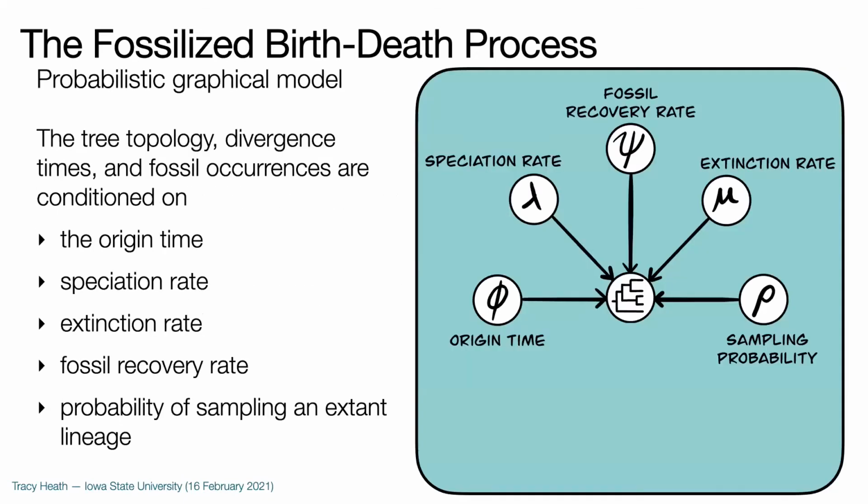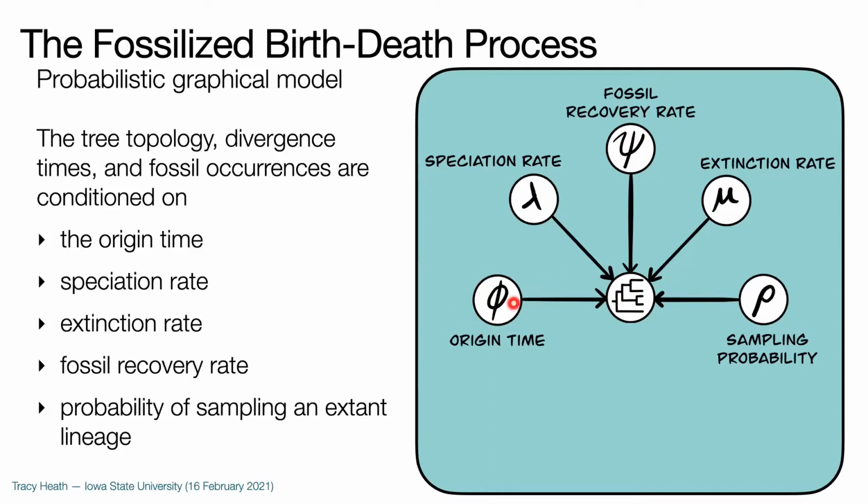So the fossilized birth-death is a stochastic process that gives rise to phylogenetic trees that are scaled proportional to time, with fossils sampled over time. And this is a probabilistic graphical model showing the parameters of this process that gives rise to our phylogenetic tree. So in this model, we have parameters that control various aspects of the process.